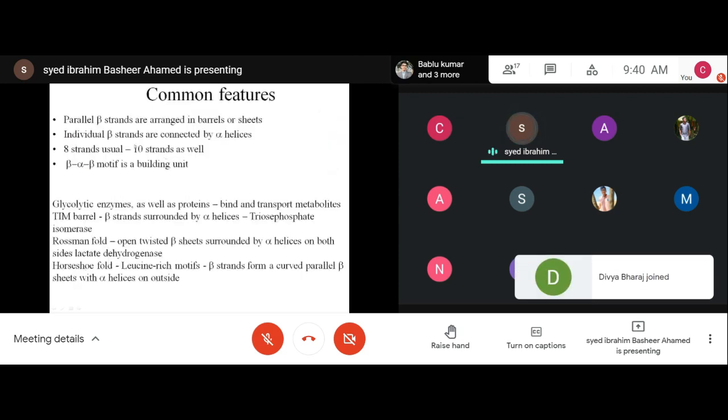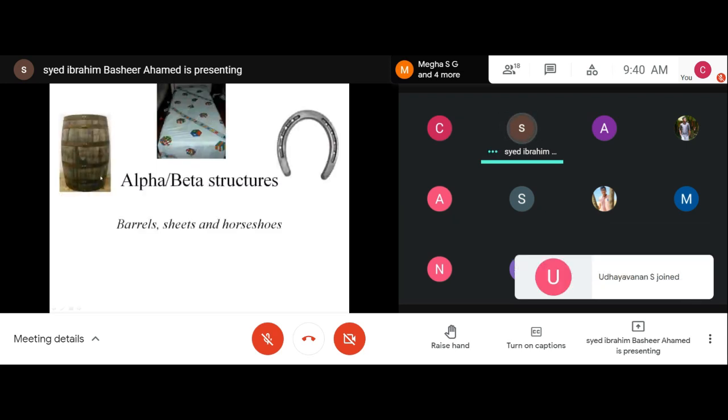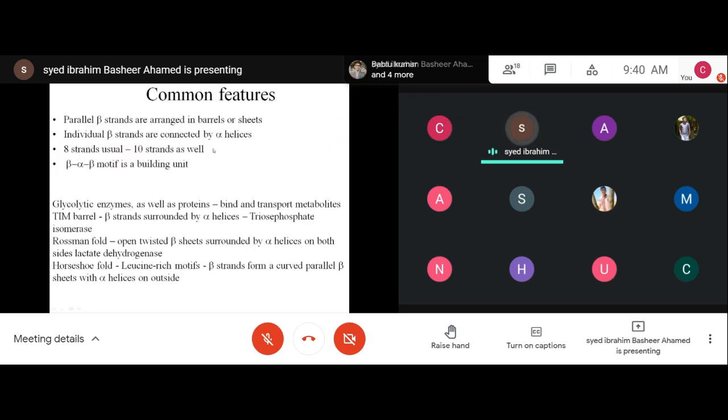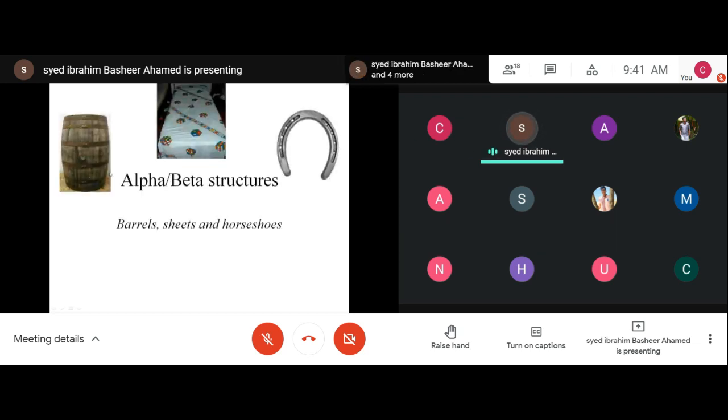So here, parallel beta strands are arranged in barrels or sheets. In barrel and in sheet, you will have the beta strands arranged in a parallel way, a parallel beta sheet. Okay, so individual beta strands are connected by alpha helices, and 8 to 10 strands are used to make a barrel or sheet. The common motif found in these structures is the beta, alpha, beta motif. Okay, so these are the three kinds of structures.